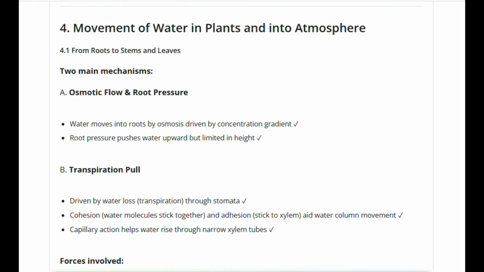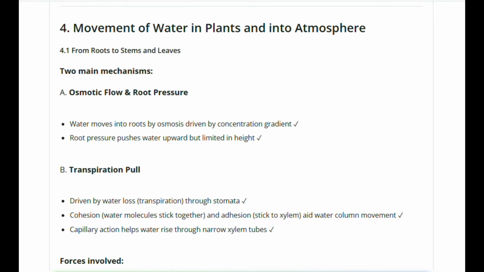Water diffuses from root hairs to the xylem of the root, where sap is more concentrated than soil water. This pushes existing water up the plant. This is called root pressure. Water moves up through the xylem of the root and stem, but root pressure is not strong enough to move water very high up, so we use the transpiration pull, right?